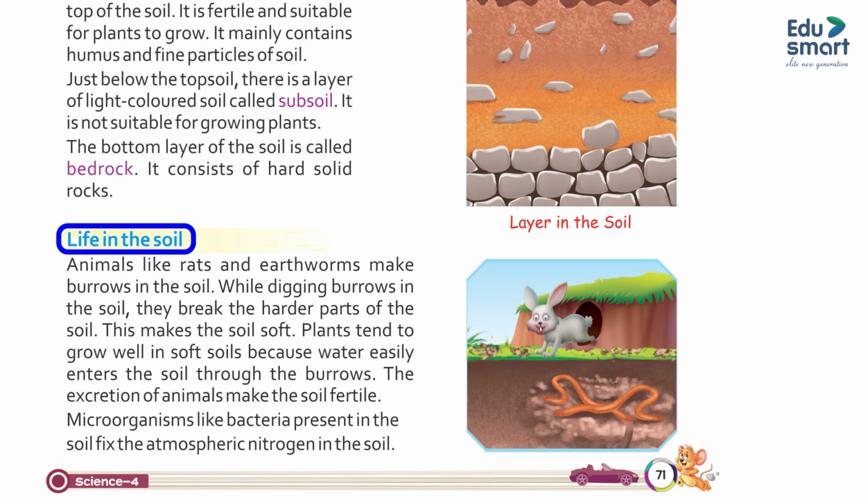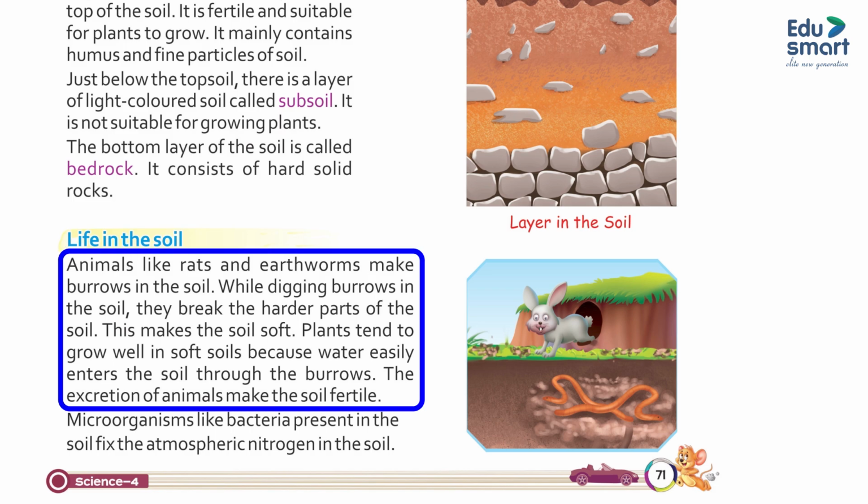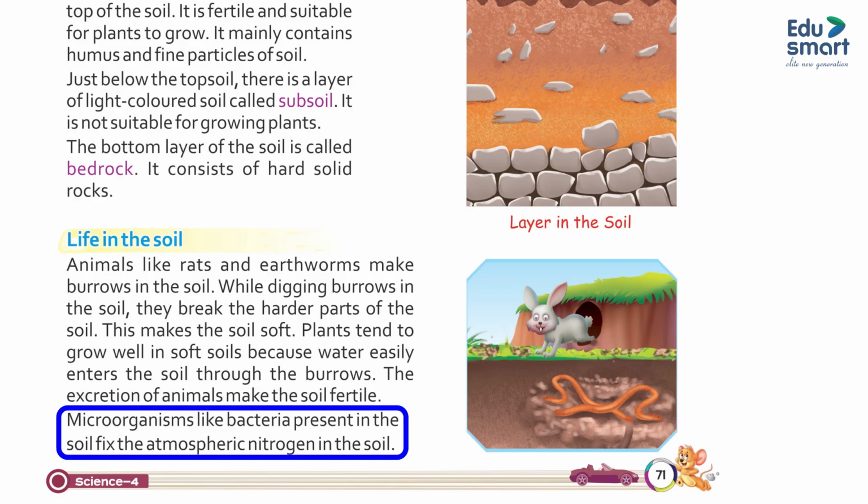Life in the soil. Animals like rats and earthworms make burrows in the soil. While digging burrows in the soil, they break the harder part of the soil. This makes the soil soft. Plants tend to grow well in soft soils because water easily enters the soil through the burrows. The excretion of animals makes the soil fertile. Microorganisms like bacteria present in the soil fix the atmospheric nitrogen in the soil.